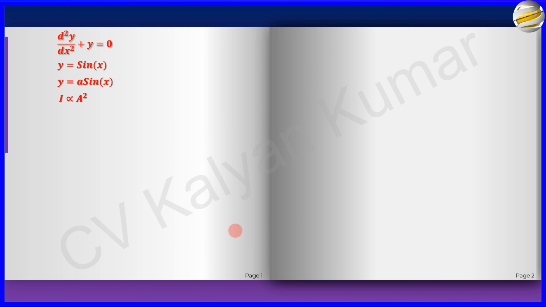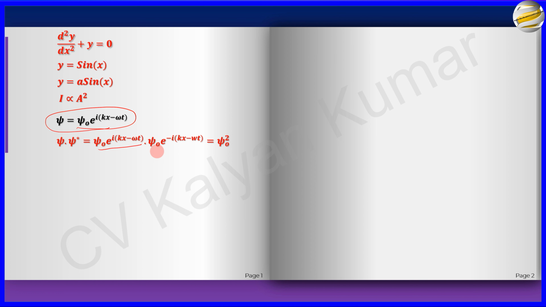Moreover, psi is psi naught e to the power minus i(kx minus omega t). If you remember, this is the equation of psi that we derived in the last video. So what would be psi into psi star? It will be psi naught and so on.